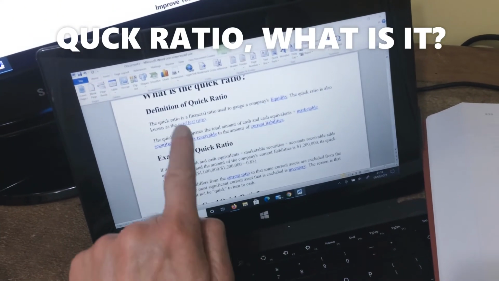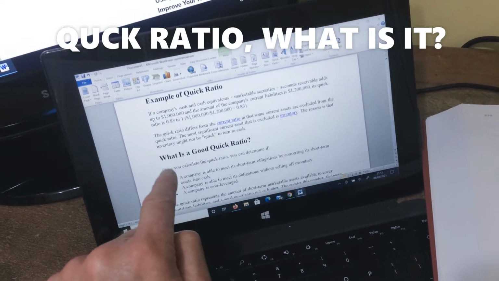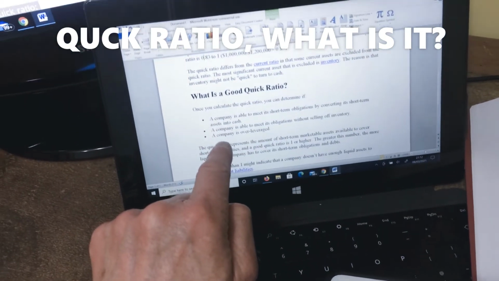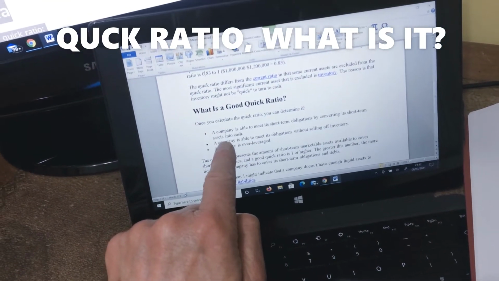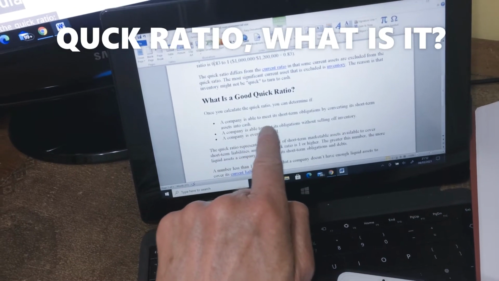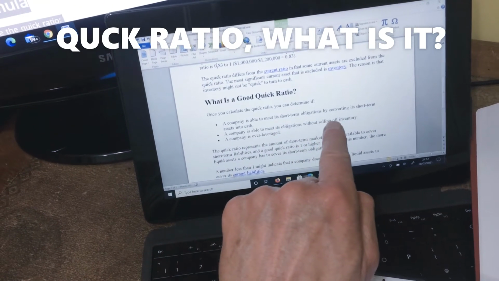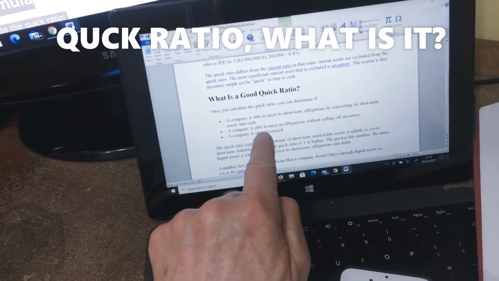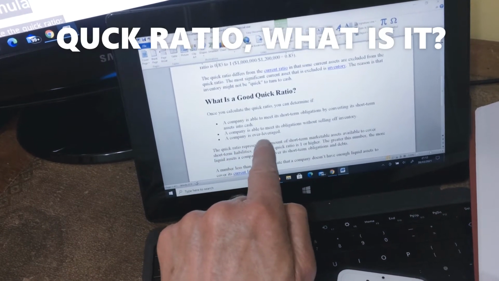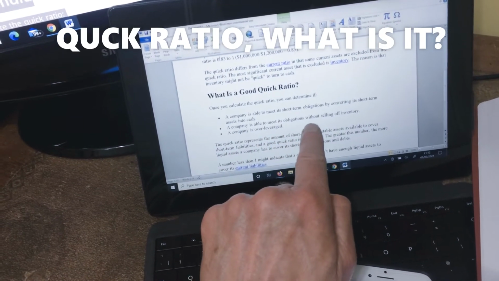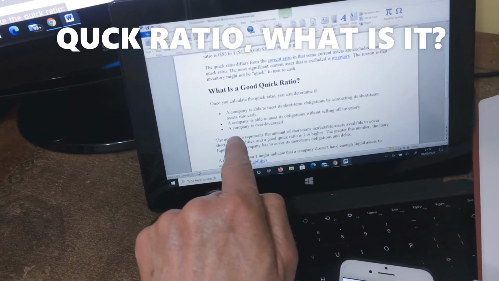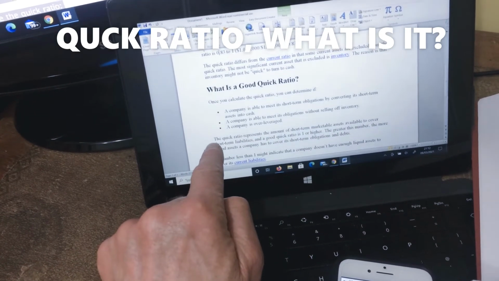And it says here, a quick ratio. What is a good quick ratio? A company is able to meet its short-term obligations by converting its short-term assets into cash. A company is able to meet its obligations without selling off inventory. A company is over-leveraged.